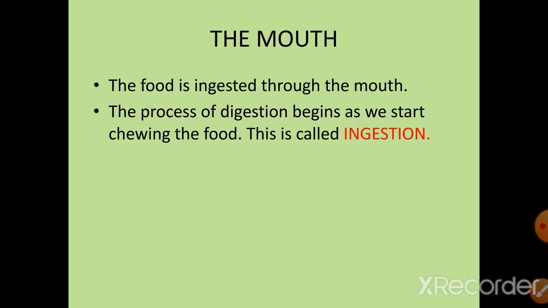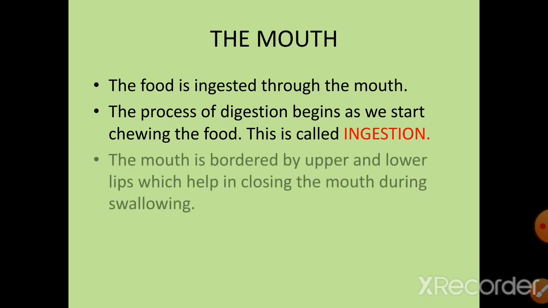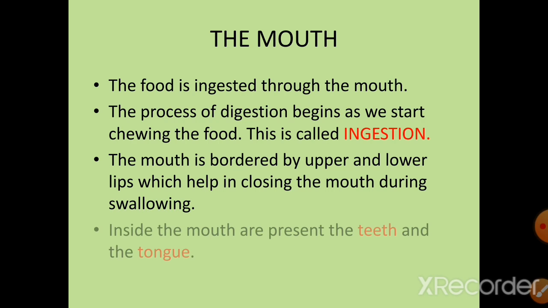Next, the mouth is bordered by upper and lower lips, which help in closing the mouth during swallowing. You open and close your mouth with the help of the lips that border the mouth. Inside the mouth, what do you have? You have the teeth and the tongue. All these we are going to do today, one by one. Let us start with the teeth first.